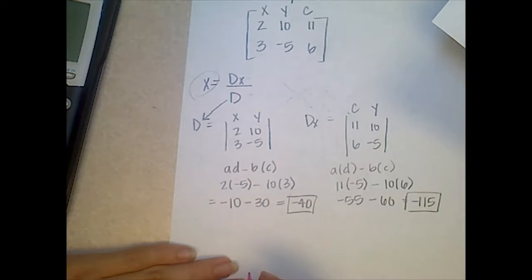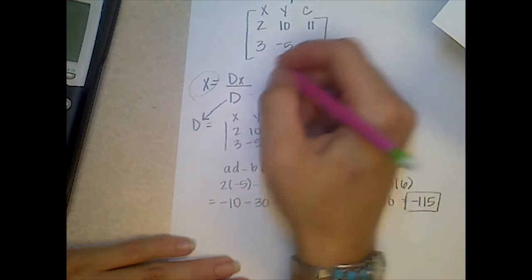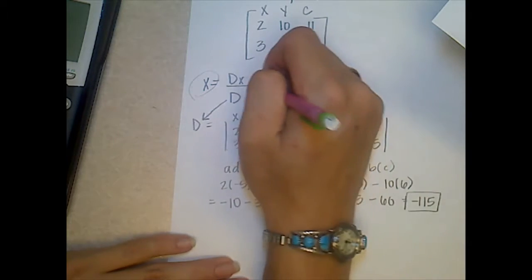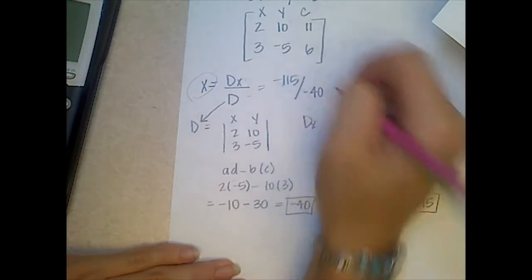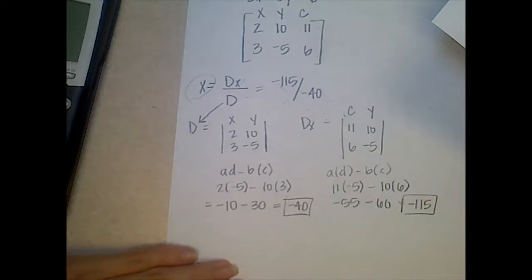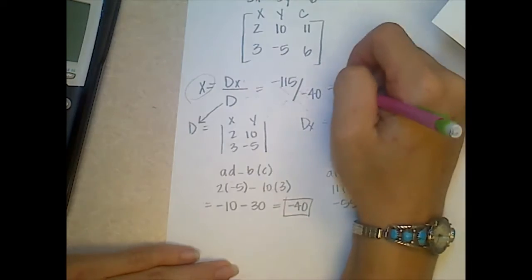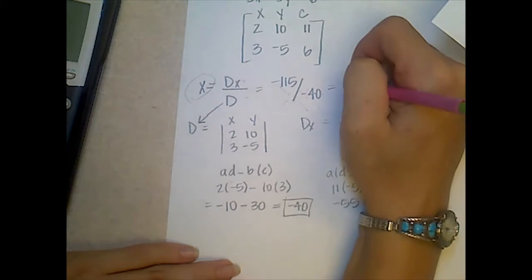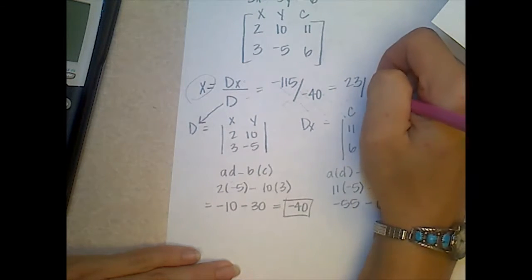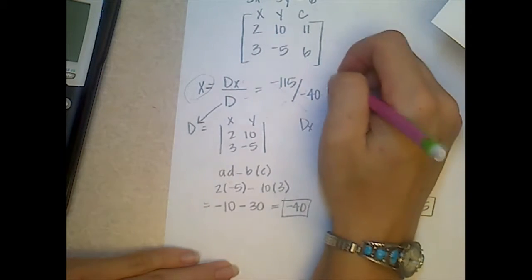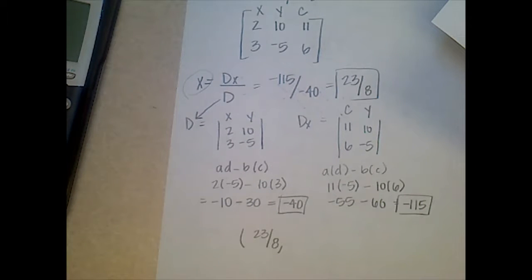Okay, now, I told you up here, x is equal to dx over d. dx is negative 115, d is negative 40. So at that point, you're just simplifying fractions. And if you know that 5 goes into both of those things, then you have, I'm sorry, I gotta think about how many times, 23 over 8. That is what x is. So on your main solution, you already have half of it done.